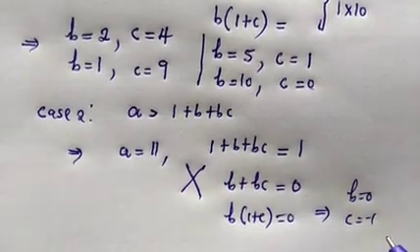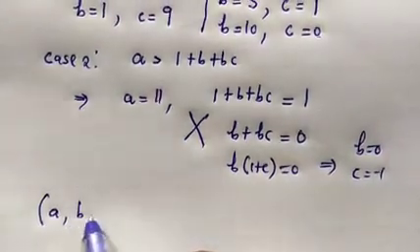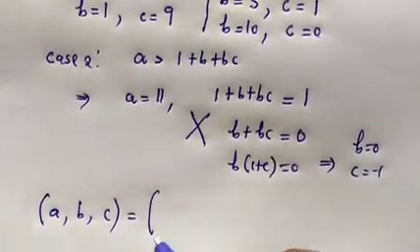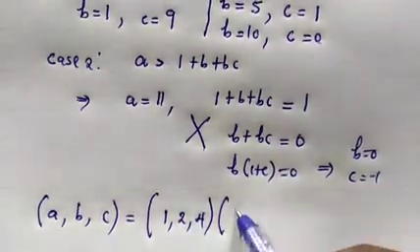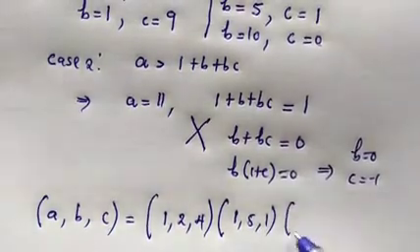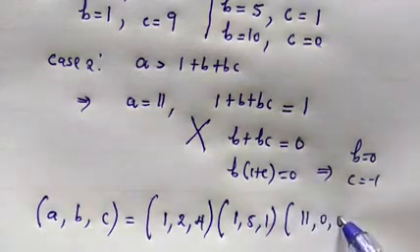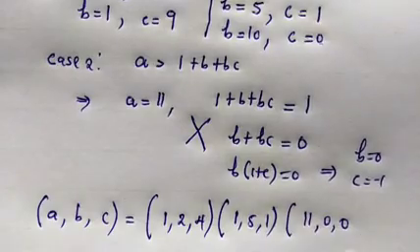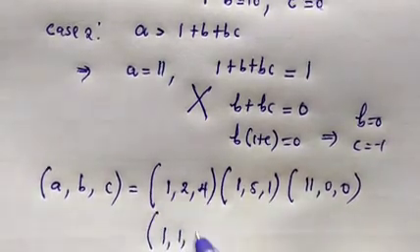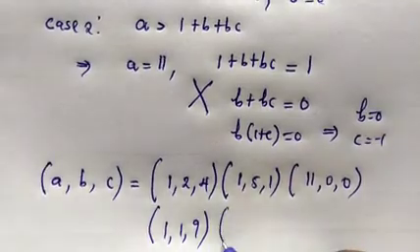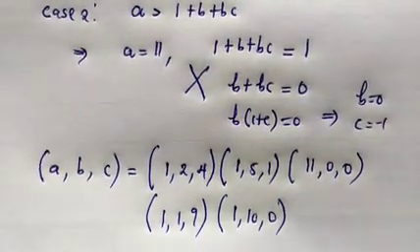Therefore, in our conclusion, we have the following solutions for a, b, and c: we have 1, 2, 4. Then we have 1, 5, 1. Then we have 11, 0, 0. And then we have again 1, 1, 9. And finally we have 1, 10, 0. So these are the solutions for a, b, and c.